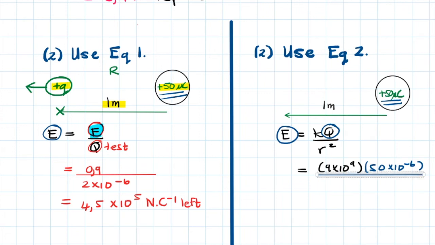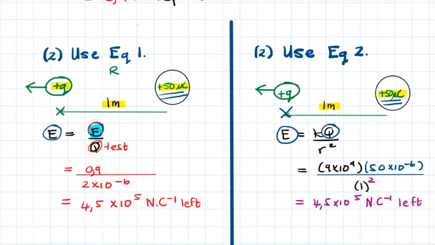The distance away from the positive 50 microcoulomb charge, where we would like to determine the magnitude of the electric field, is over here, at a distance 1 meter away. So the distance that we sub into this equation is 1, and as normal, we remember to square it. In the end, the answer that we get is 4.5 times 10 to the power of 5 newtons per coulomb. And since when we put a positive test charge here, it is still pushed towards the left by the positive 50 microcoulomb charge, the direction is of course still towards the left.